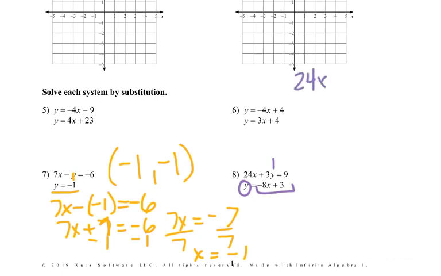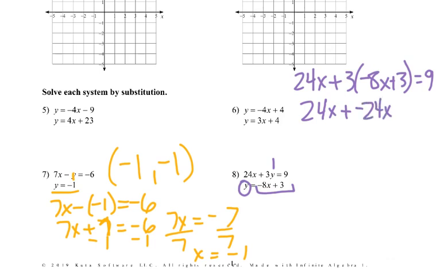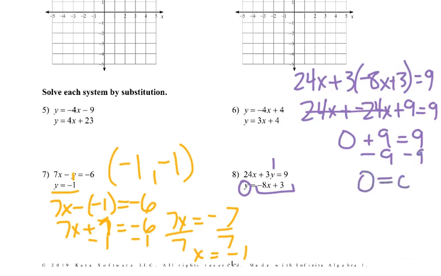Number 8, we've got this equal to y, so we take that whole thing and plug it in for y. So I get 24x plus 3 times, instead of y, negative 8x plus 3, and equals 9. So 24x plus a negative 24x plus 9 equals 9. So that would give me no x's. Subtract 9, I'd get 0 equals 0.